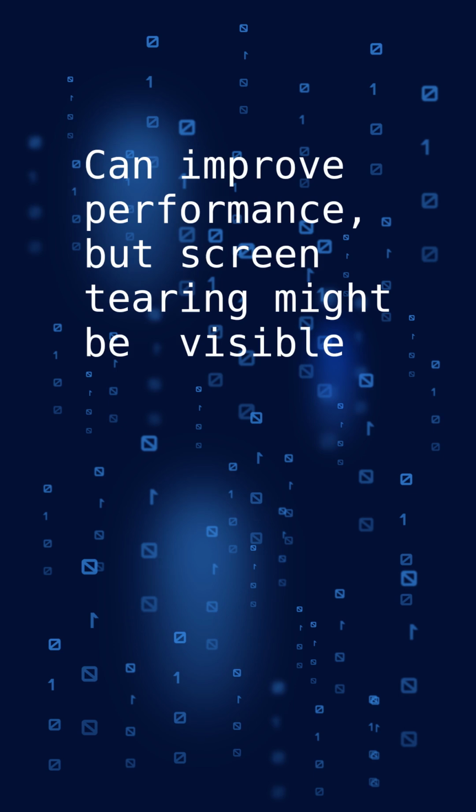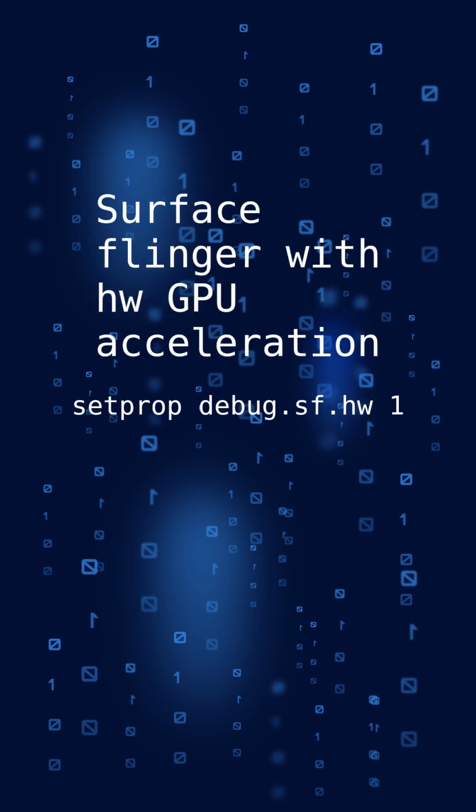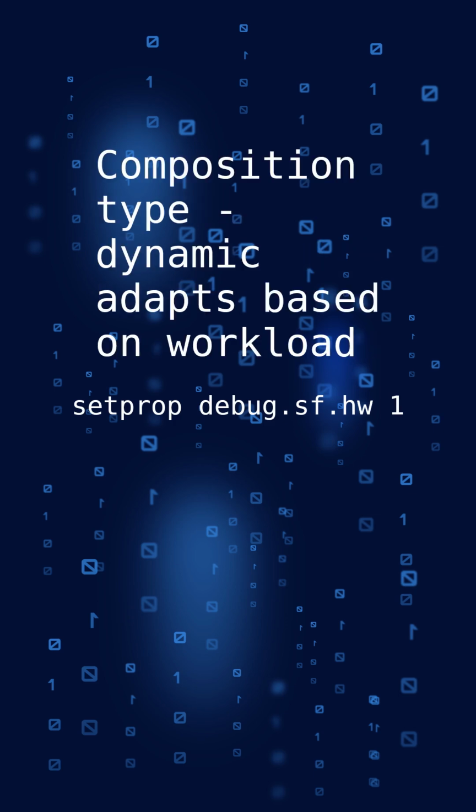You can force Surface Flinger to use hardware composition with GPU. Surface Flinger is responsible for compositing graphical layer on Android. This means layer of the system and app user interface. You can also set the composition type for Surface Flinger. With setprop debug.composition.type dyn, DYN means dynamic. This adapts composition type based on current workload.